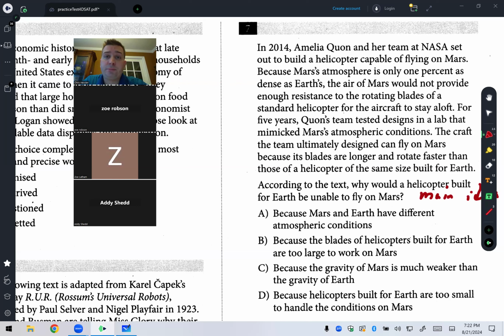All right, in 2014, Amelia Kwan and her team at NASA set out to build a helicopter capable of flying on Mars. Because Mars's atmosphere is only 1% as dense as Earth's, the air of Mars would not provide enough resistance to the rotating blades of a standard helicopter for the aircraft to stay aloft. And I think that that's important enough that I would highlight this or underline it. Remember that if you're using the Blue Book testing software, you can highlight or underline portions of the question. And I would probably do that here.